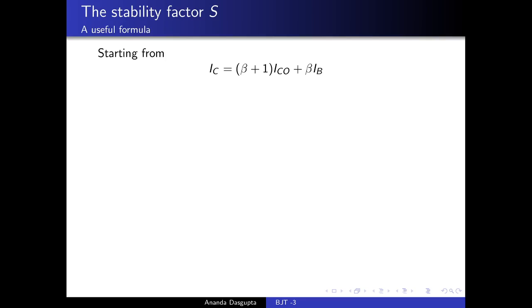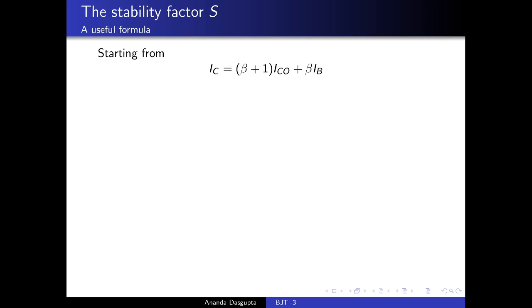So, one important formula which will be quite useful for calculating S starts from this. The derivation of the formula starts here. You start with IC equals beta plus 1 ICO plus beta IB, which of course is nothing but our approximate equation for the transistor collector current in the active mode. All I have done is I have written the ICO term first, just to indicate that there is a term which is getting precedence in our thought process right now. Let us just differentiate this partially with respect to IC, holding VBE, that is V gamma, and beta constant at this stage.